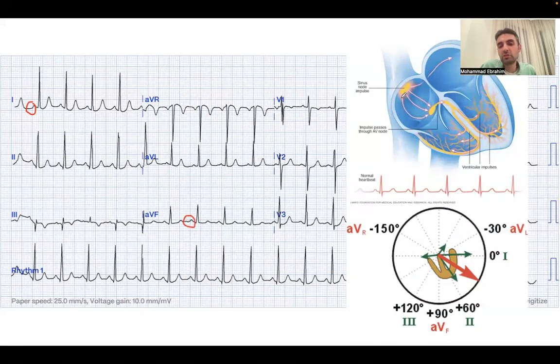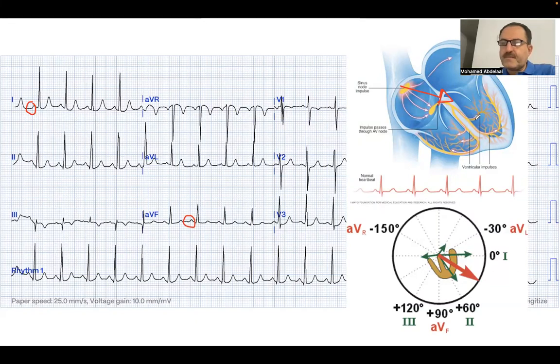Just so you know, the sinus node is here. The atrial activation direction is towards the left side and toward the inferior side. So you see positive P waves in the left leads and positive P waves in the inferior leads, i.e. lead 1, aVF, 2, 3, and aVF. So all leads that are inferior and leftward, you should expect positive P waves. Okay, guys? And this is a nice example of a sinus rhythm.